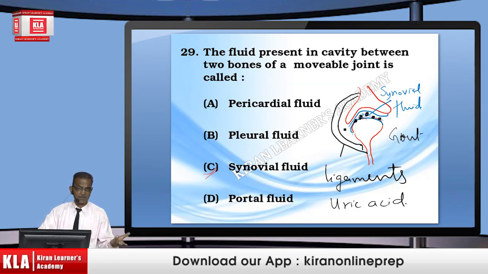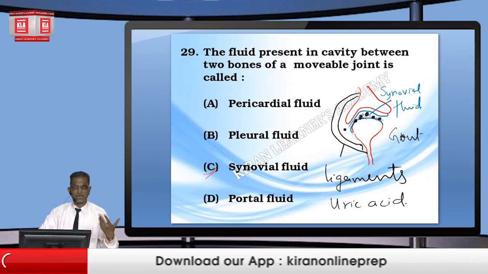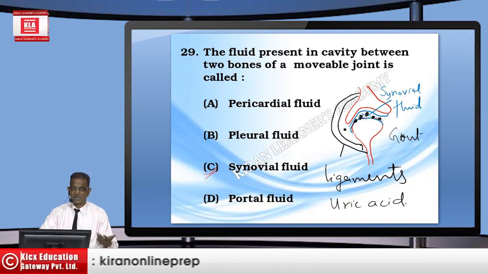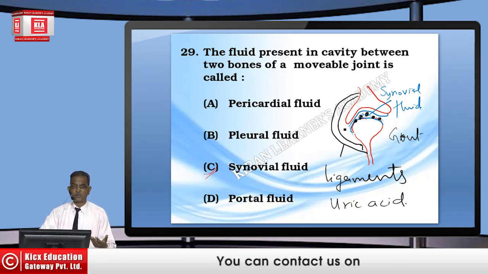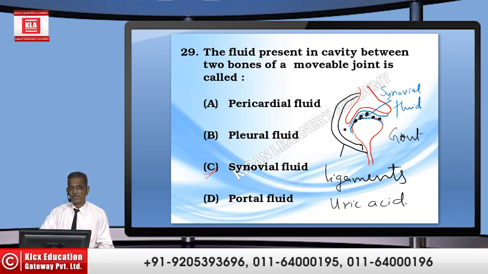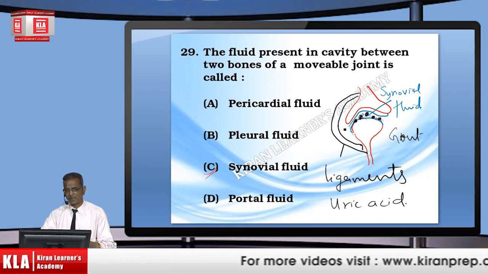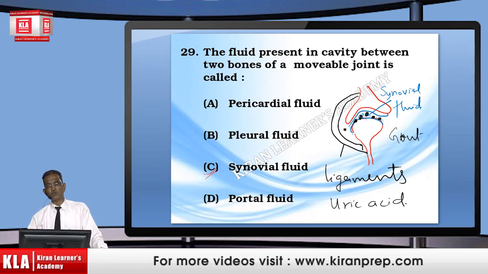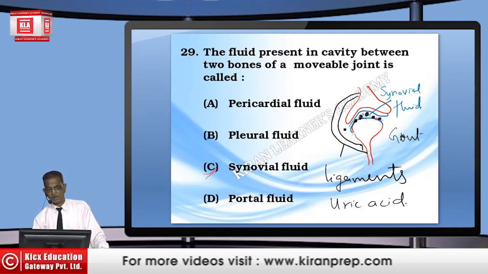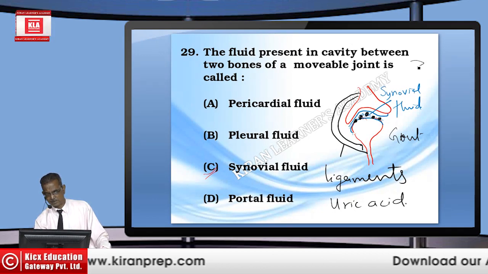So either because of the uric acid crystals, or because of the aging factor, or because of other reasons that might have led to the loss of synovial fluid, the person feels the pain that we call osteoarthritis, or arthritis in simple words. So it is the synovial fluid which is present in the cavity between the bones, particularly in case of the synovial joint.